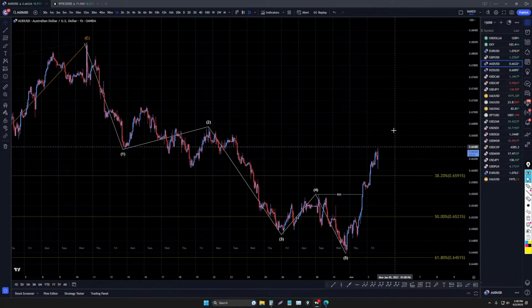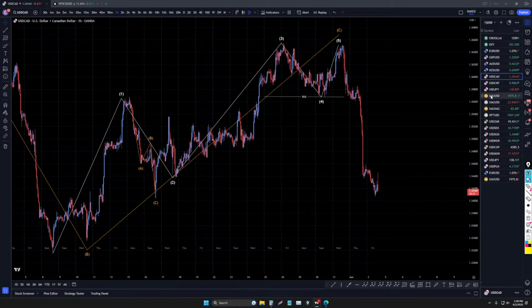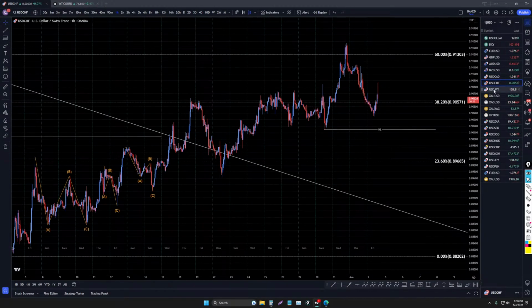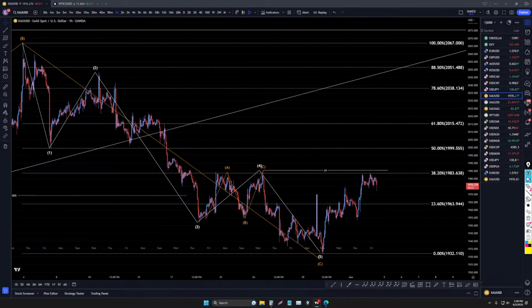The Aussie was already going up. It doesn't really look like it's moving too much. The Kiwi, not really too much. The Canadian, yeah. Swiss yen looks like it needs to go down. And gold, I think, needs to go up. It looks like an ABC, and it looks like it's going to go up and break structure today.